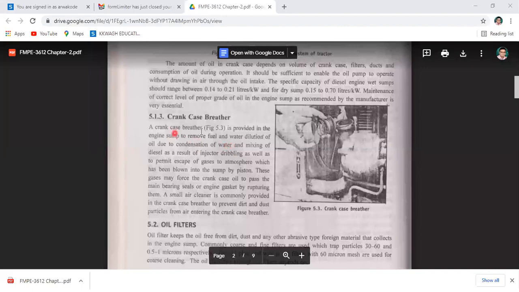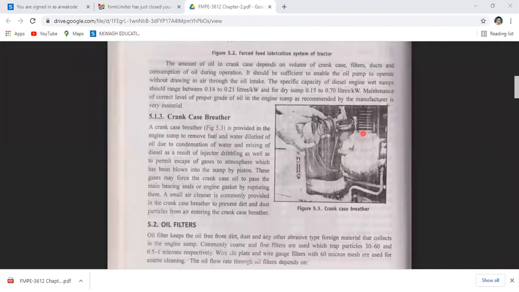Next, what do you mean by crankcase breather? So crankcase breather means it is provided in the engine sump to remove the fuel and water dilution of oil due to condensation of oil and mixing of diesel. As a result, injector dribbling, as well as permit the escape of gases to the atmosphere which can be blown into the engine sump by the pistons.